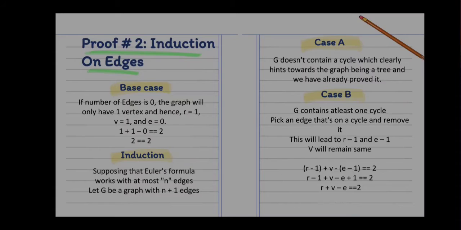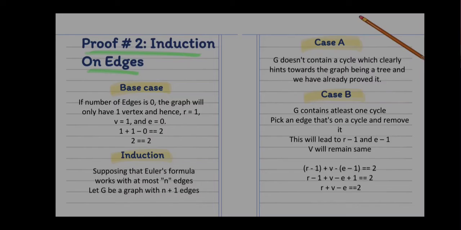Now, applying mathematical induction, we suppose that Euler's formula works with at most n edges. Now, taking a graph with n plus 1 edges, we see two cases. In case A, the graph doesn't contain a cycle, which means it is acyclic, which clearly hints towards it being a tree, as we have seen before that trees are acyclic, and that we have already proved. In case B, the graph G contains at least one cycle, and the number of cycles may be more than one.